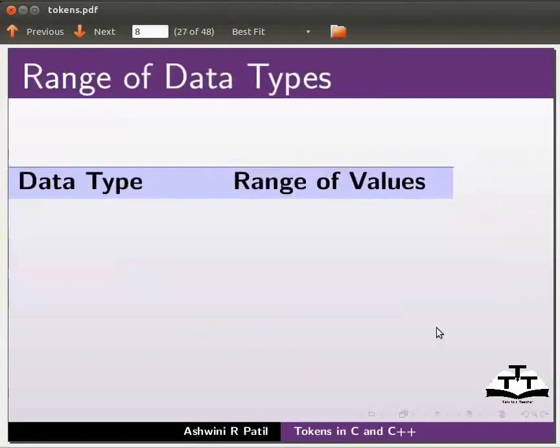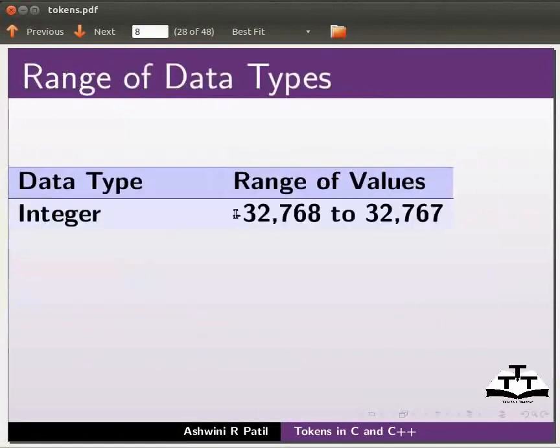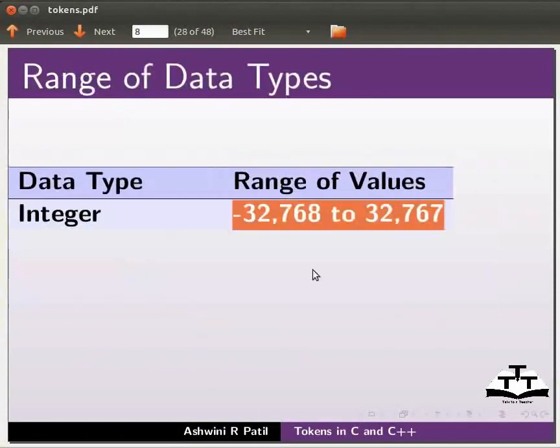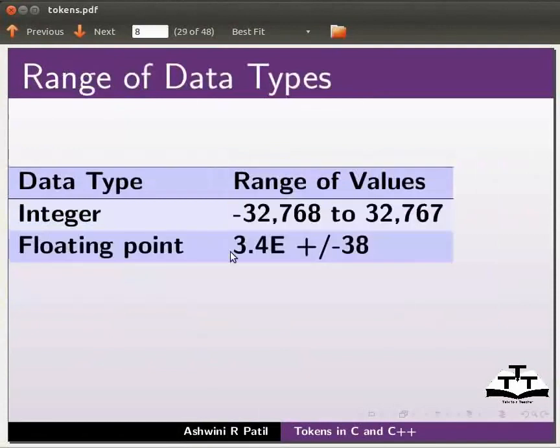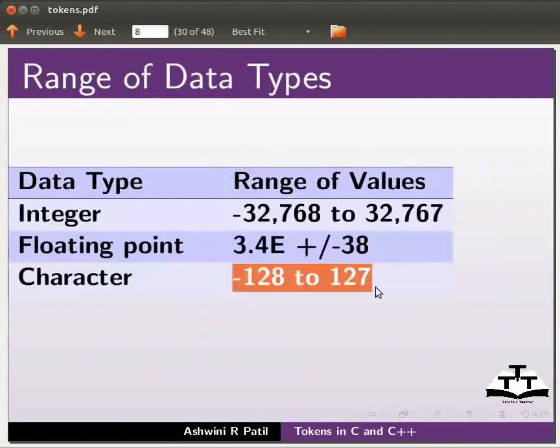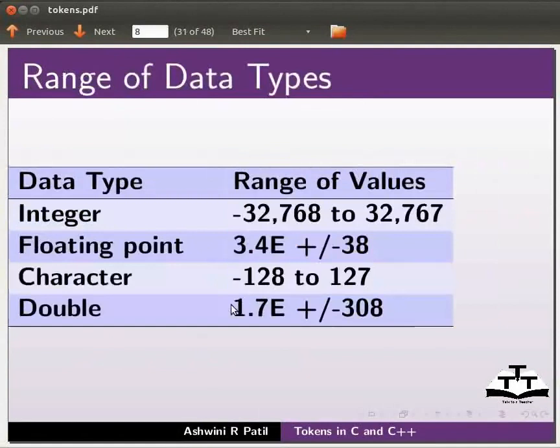Now we will see the range of data types. Integer data type has a range of this. Floating point has a range of this. Character has a range of this. And double has a range of this. The value stored in the variable must not be greater or less than this range.